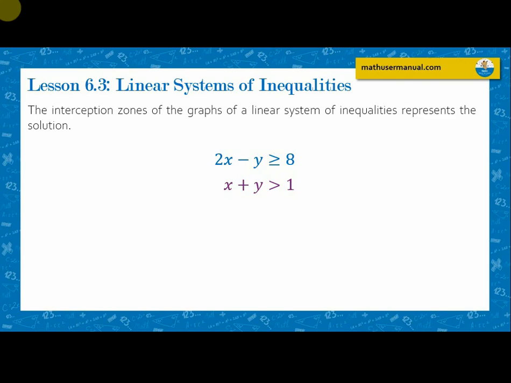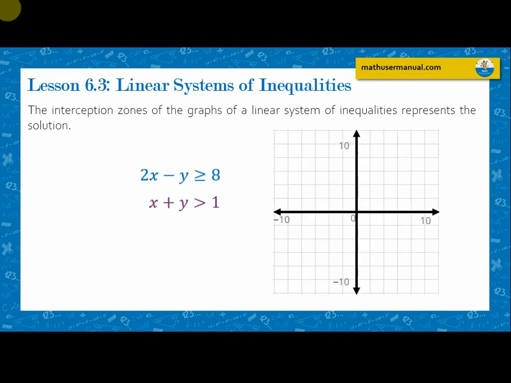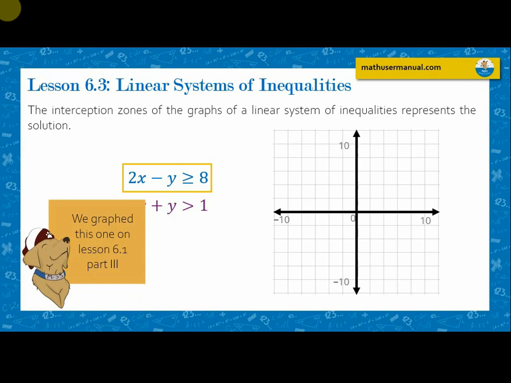Even though there are a few different methods to solve linear systems of inequalities, in this unit we're just going to review the graphic method. As the name says, we need to graph these two inequalities, and let's start with the top one, 2x minus y is greater than or equal to 8. We learned how to graph this one in lesson 6.1 part 3. If you want to review why this is a straight line with a y-intercept at -8 and an x-intercept at 4, review lesson 6.1 part 3.